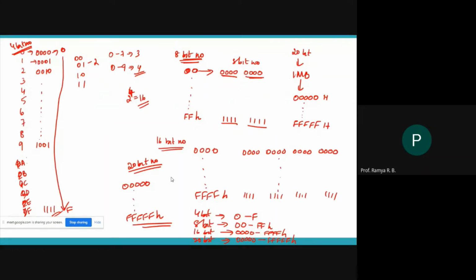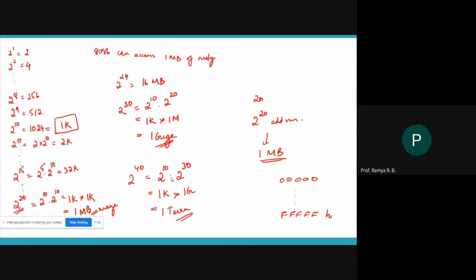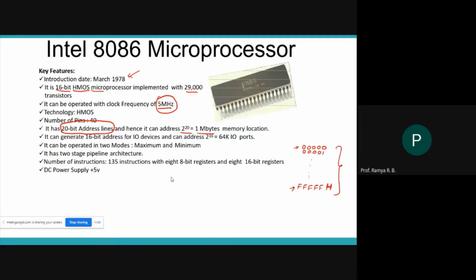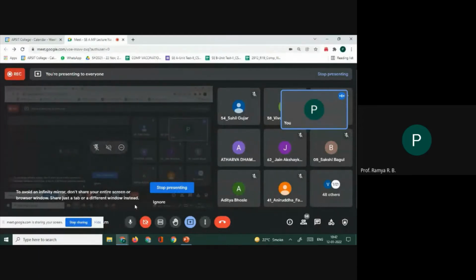So the point that I've made here is that inside the computer, when we say binary, it is not the binary equivalent of your decimal number system. It is the binary equivalent of the hexadecimal number system. So 8086 has a 20-bit address line. So a 20-bit address line means it can address 1 megabyte of memory, and if it can address 1 megabyte of memory, then the address range is from 0000H to FFFFH. Okay, 5 times F.